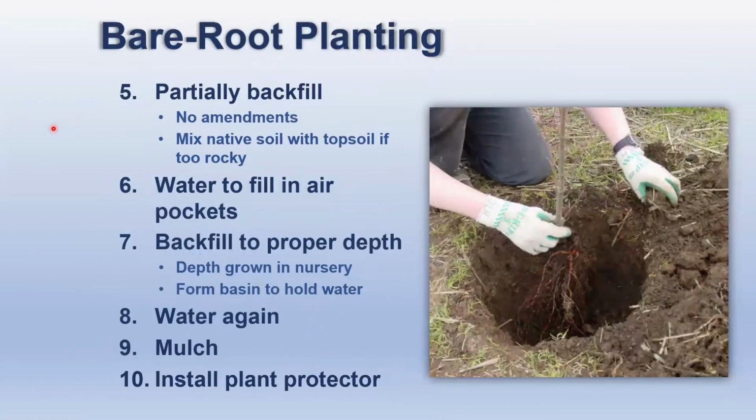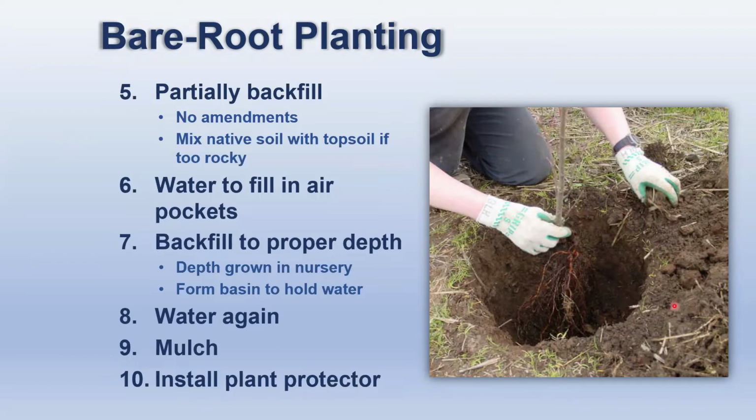Then, when your plant is in the hole like this, you want to partially backfill, bring in some of the soil, and then tamp it down. You always want to plant with the native soil as much as possible. You can mix in a little bit of topsoil if your soil is really nutrient deficient or just needs a little amendment, but the native soil is the best. It's the best way to get the plants started.